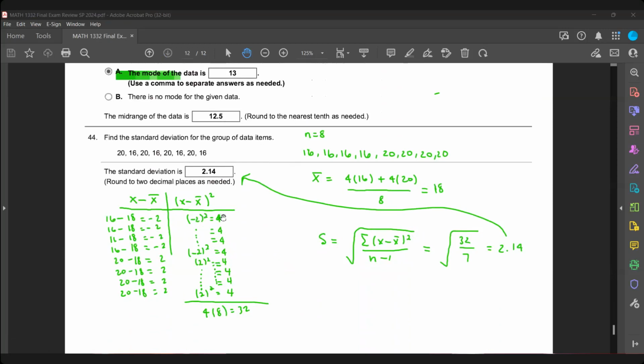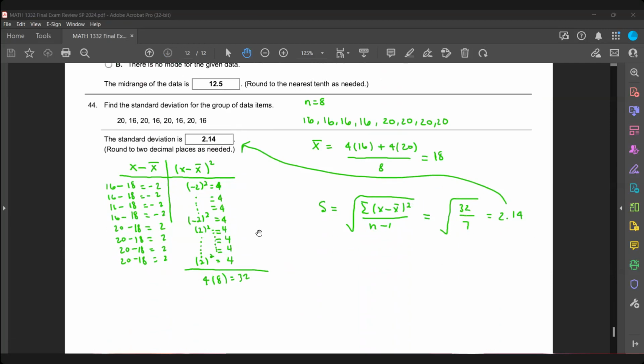Negative 2 quantity squared is 4. That was going to happen 4 times. And then 2 squared is also 4. That happens also 4 times. Adding this up, we get the number 32. So that's what you see here. Where is the 7 coming from? 8, because there are 8 data items. 8 minus 1 is 7. Taking the square root of that gave us 2.14, and that is the standard deviation.